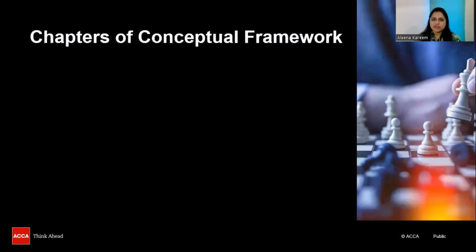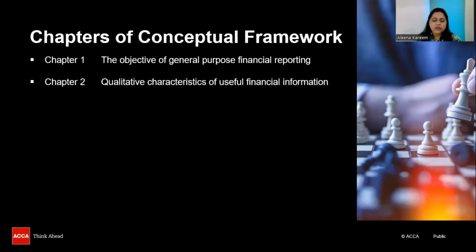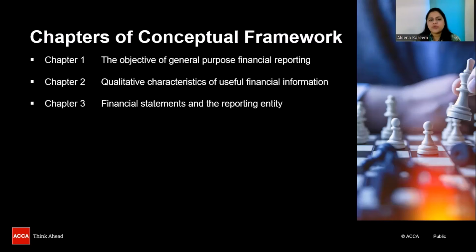The complete conceptual framework is broken down into 8 different parts, and these are called the chapters of the conceptual framework. Let's see them one by one. Chapter number 1 is the objective of general purpose financial reporting. In a short while, we'll see what is actually the purpose of financial reporting. Then we will see the qualitative characteristics of useful financial information. This is a very important area from your exam point of view also. Then we are going to touch upon financial statements and the reporting entity.